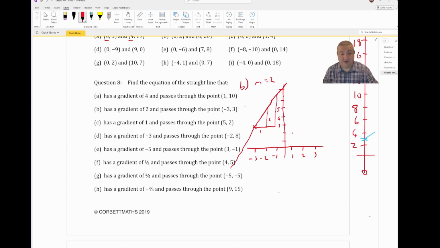So if we're going to go to 0, we're going from -3 to 0. So we're going 3 along that way, so we must be going 6 up that way. Well, we already started at 3, so another 6 up. C is going to equal 9. So y equals 2x plus 9. If you draw this graph out, you'll see that it crosses at 9. If you're not sure, make sure you have a go for yourself.